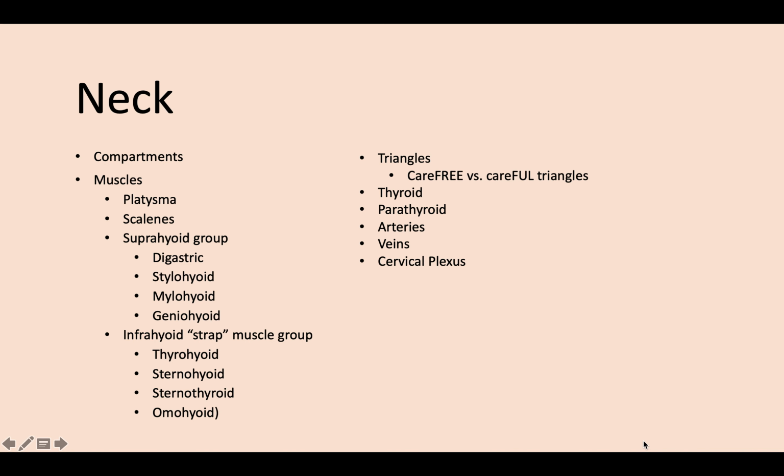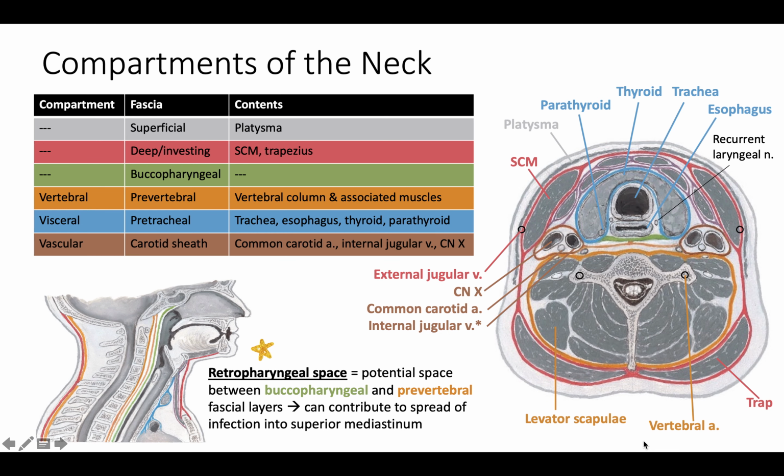Of head and neck. Last section. So we're going to talk about the neck muscles and the triangles of the neck, and then what else is in those triangles. So we've got some compartments of the neck.